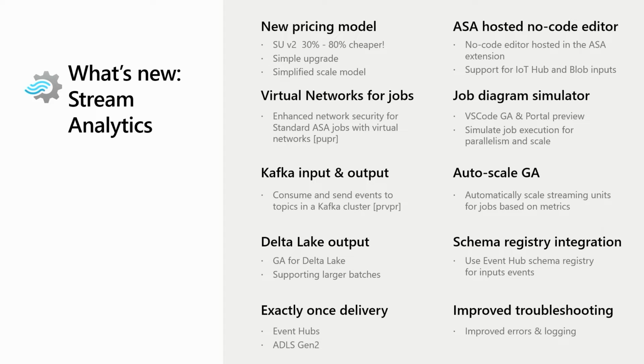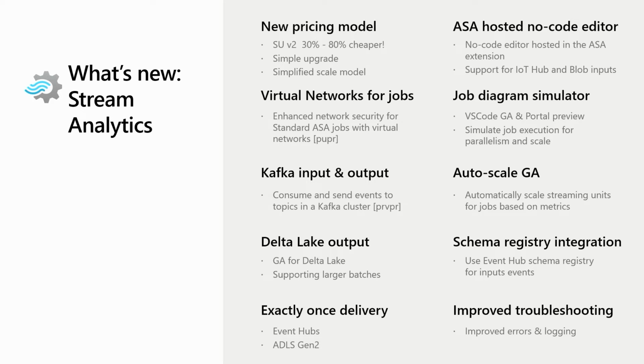Something really big that many customers have been asking for is a new pricing model. We are making the price 30% to 80% cheaper, depending on how you're going to consume it. And we're going to be introducing a SU V2. We'll have a simple upgrade. Just select the new SKU for your job and restart it, and you're now working on the new cheaper SKU.